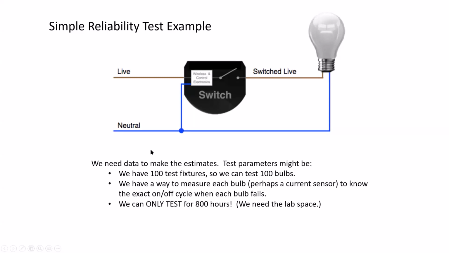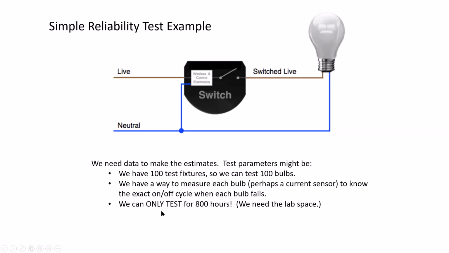If we're going to figure this out, of course, we need data. If we're going to estimate a failure rate, we need data. So the test parameters might be something like this. We've got 100 test fixtures in our lab, so we can test as many as 100 bulbs. We have a way to measure each bulb. Somehow we're not sitting there watching every bulb switch on and off. Maybe we've got a current sensor or something that tells us whether the bulb has failed or not. So we have an accurate count of how many of these on-off switches happen before the light bulb fails.